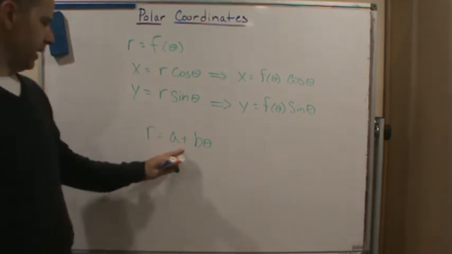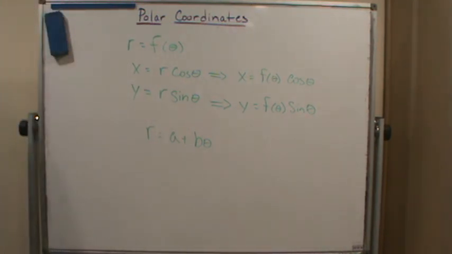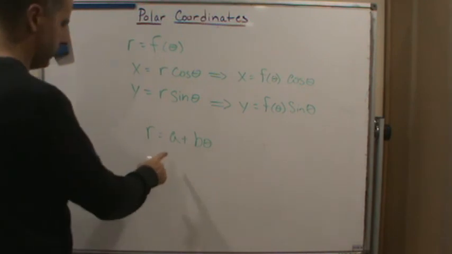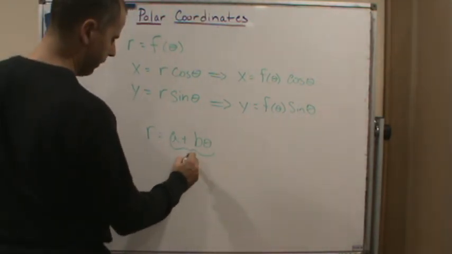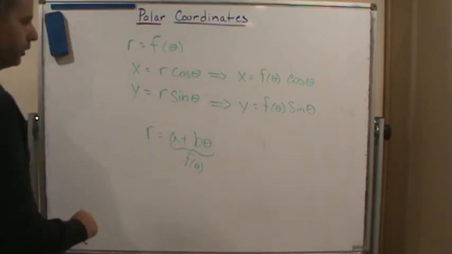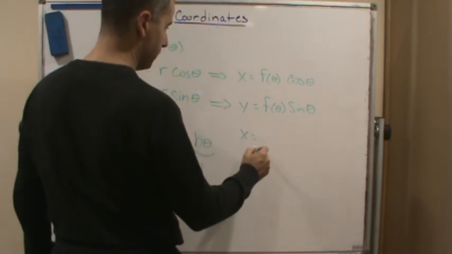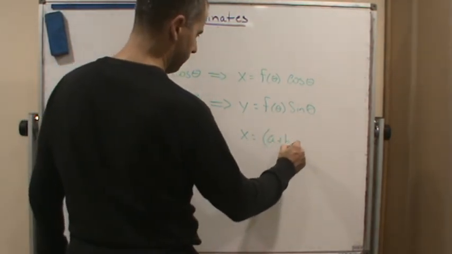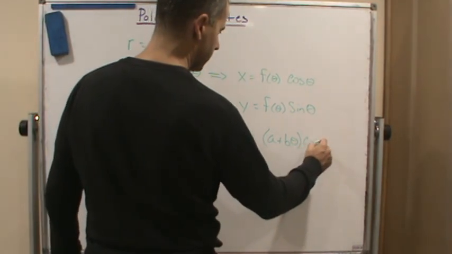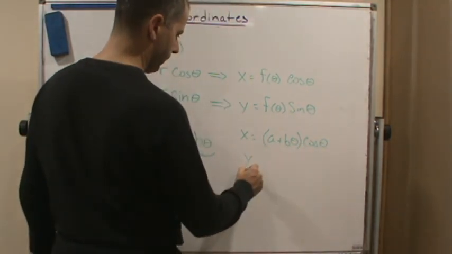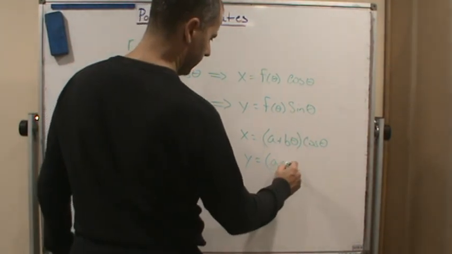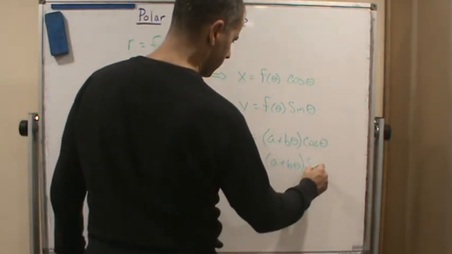So now if we use this, and then we use the formulas, what do we get? Well, this is our f of theta, right? So all we're going to do is just replace these. This means that x becomes a plus b theta times cosine theta, and y equals a plus b theta times sine theta.